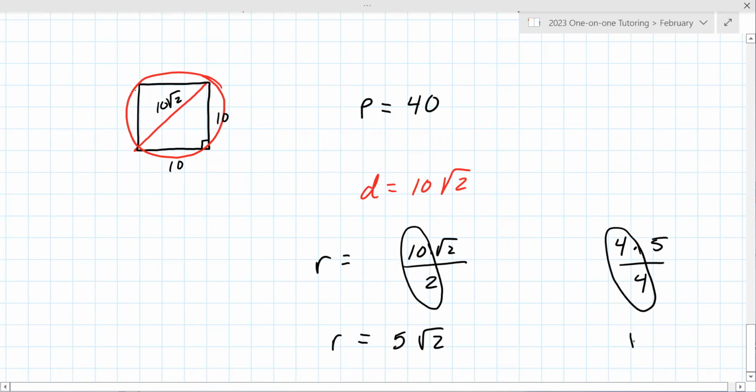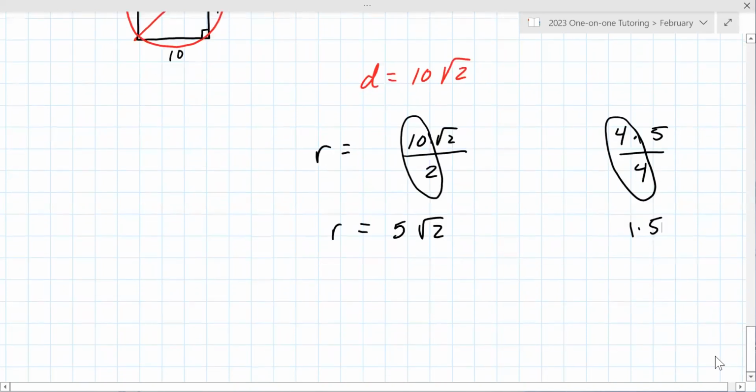1 times 5. So notice it only applies to one of them, and it might as well apply to the one that works out. Okay, so that's good. Now the square root's going to go away because our formula for the area of a circle is pi r squared. So it's 5 square root 2 squared.